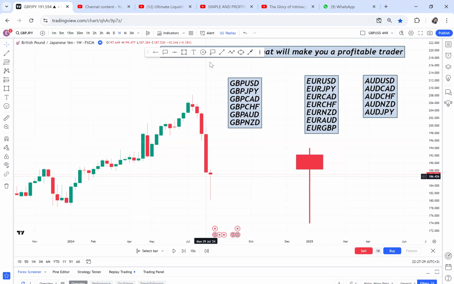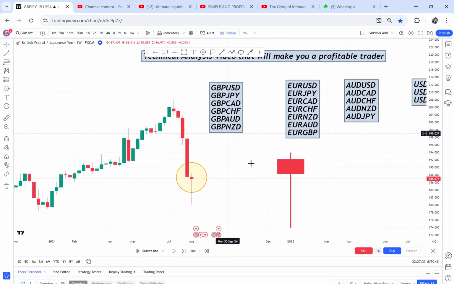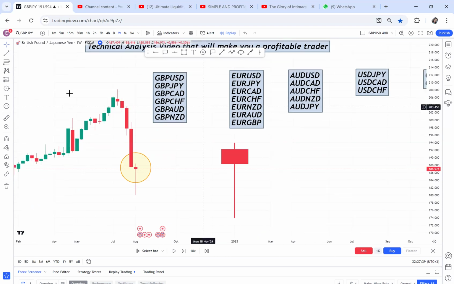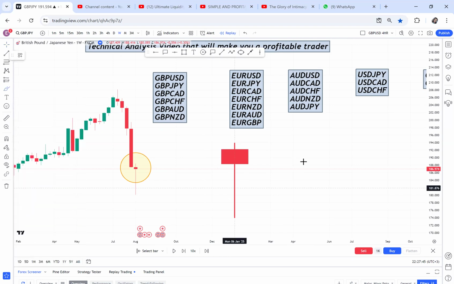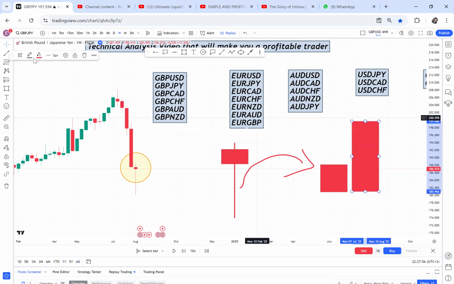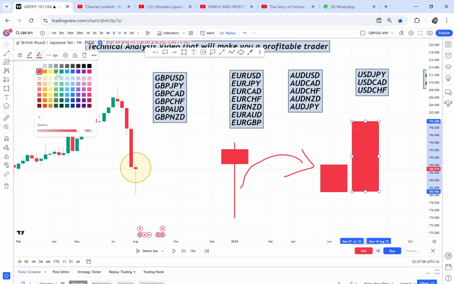Once you have identified this hammer, I want you now to jump to the 4 hour. You don't go to daily, jump to 4 hours. After having that hammer, you are coming to check for a bullish engulf. So you have a red candle, then we want a bullish engulf like this. On the 4 hour, that's what you're going to check, okay?